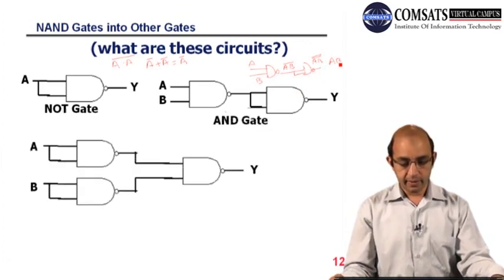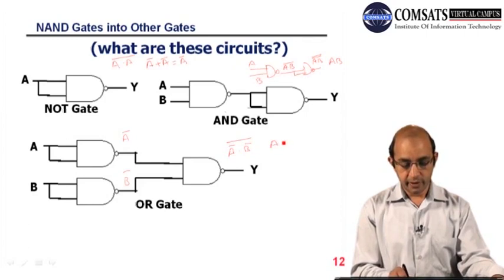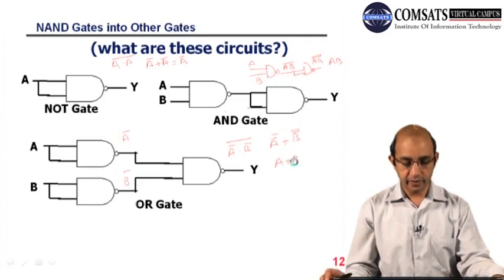And then we have the OR gate. So we have A bar, B bar, and here we have A bar dot B bar, whole complement. So A double bar, break the line, change the sign, so I have to replace this dot with plus. So this is the functionality of an OR gate.